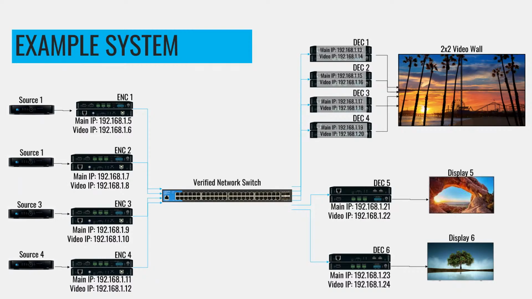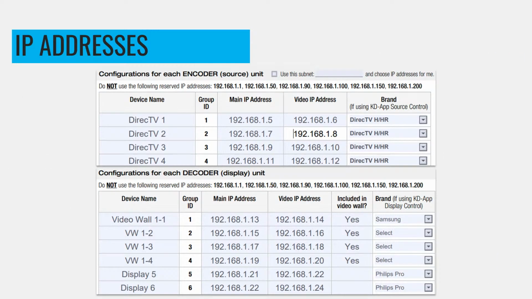In this scenario, we will build a Key Digital 4K AV over IP system with 4 encoders and 6 decoders, including a 2x2 video wall. The system will have IP scheme 192.168.1.x. Plan your desired IP addresses ahead of time. Remember that each unit requires 2 IP addresses. The main IP address is for inter-system communication, and the video IP address is for the transmission and reception of the video stream.